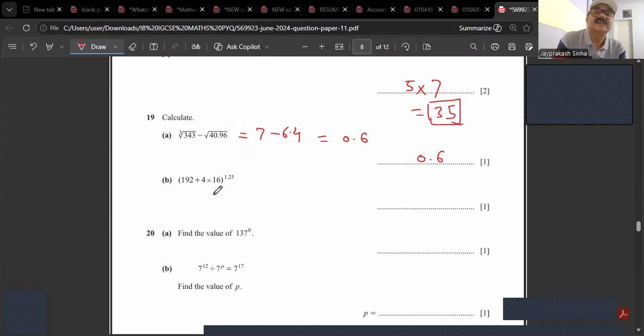Okay, now we have to solve this one. 192 plus 4 into 16, and then power is 1.25. So 1.25 means what? 5 by 4, isn't it? So we'll write in that form. So this 4 into 16 is equal to 64. So 192 plus 64, to the power 5 by 4. So 192 plus 64 is equal to what? 256.